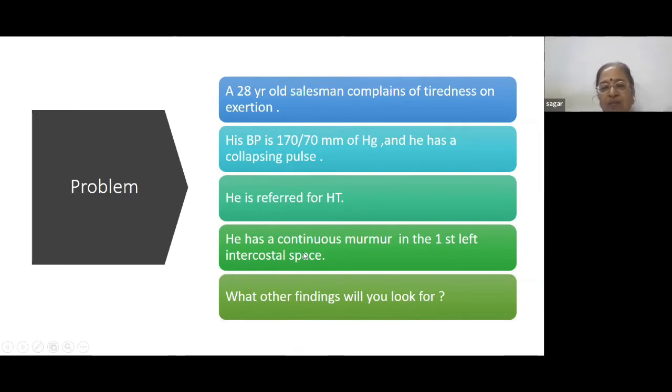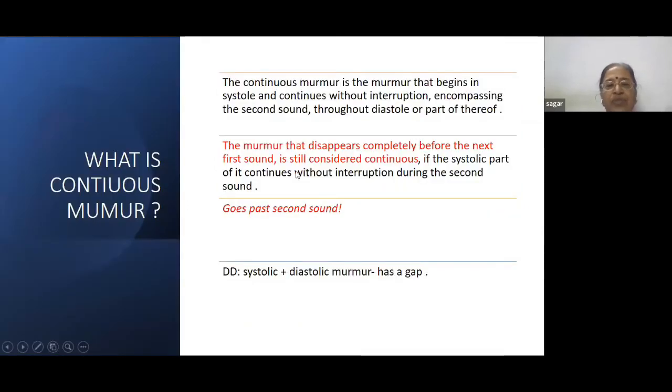Now, this is the presentation of how we get a PDA. The most important finding is what I've given here: a continuous murmur in the first left intercostal space. And I will tell you why he can get a collapsing pulse and why he has the high systolic pressure, which we will look at. So the continuous murmur, what is a continuous murmur? Sometimes we need to know what a continuous murmur is.